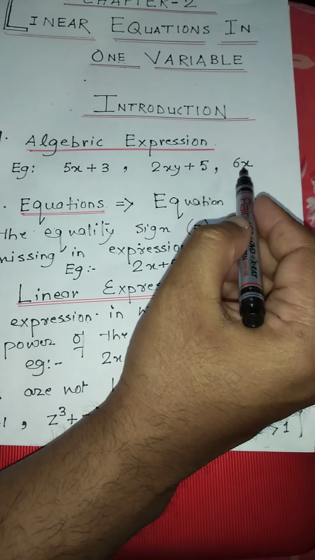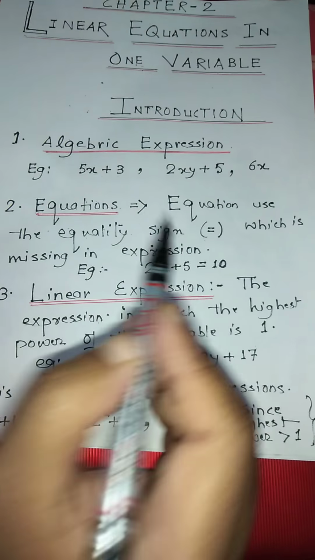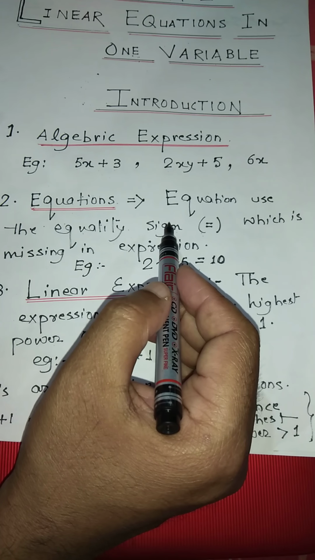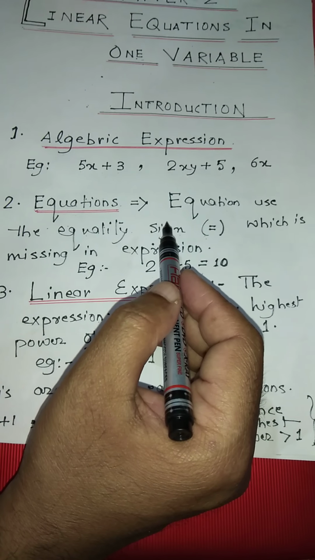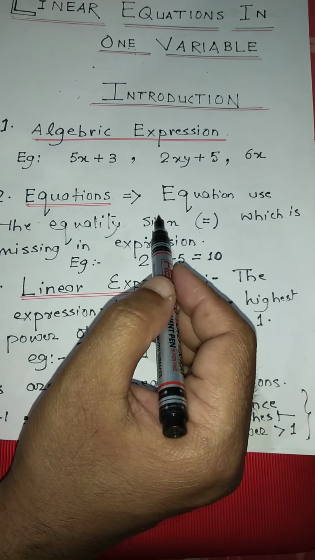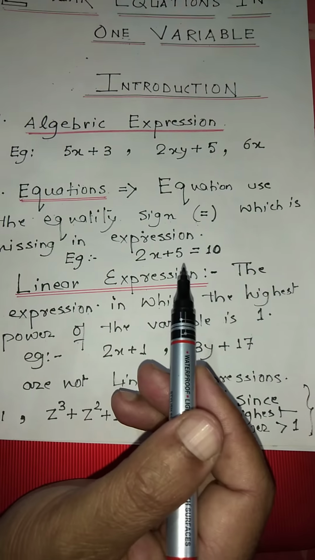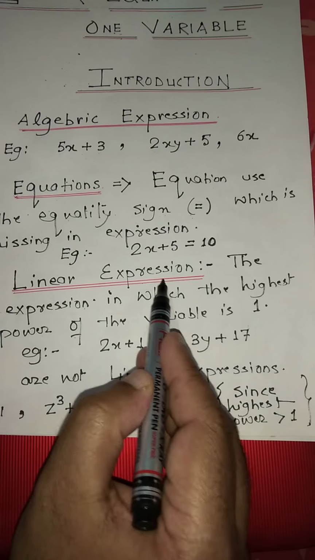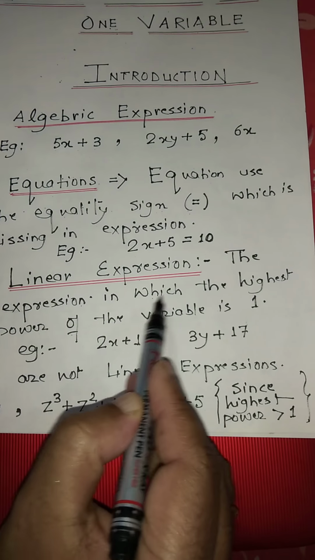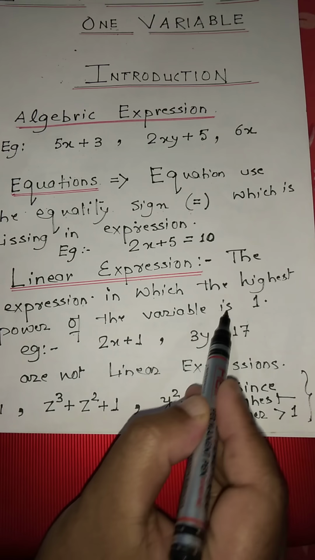Now, why am I using the word variable? Because this variable can have any number. That is, x, y, z are all variables which represent any number. So that is the reason they are called variables. Now, what is a linear expression? The expression in which the highest power of the variable is 1.